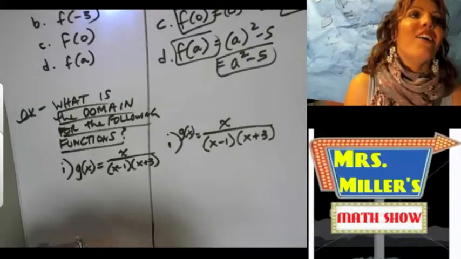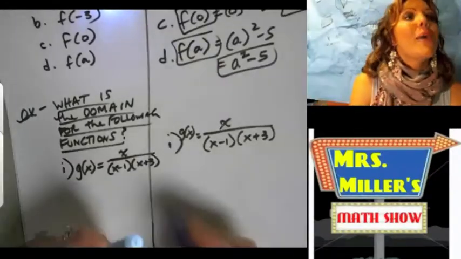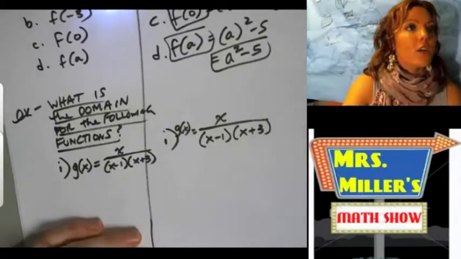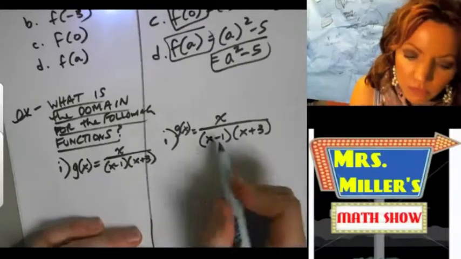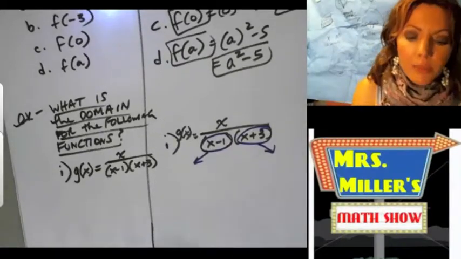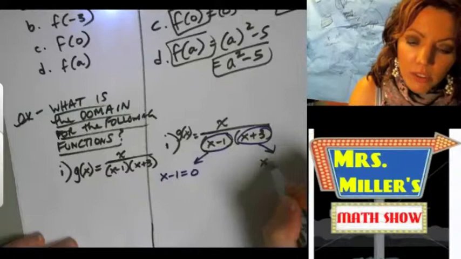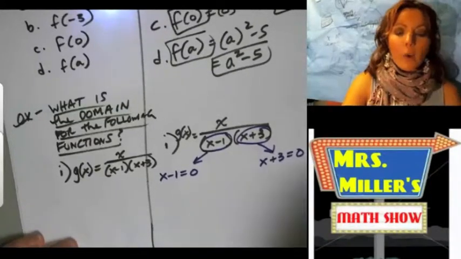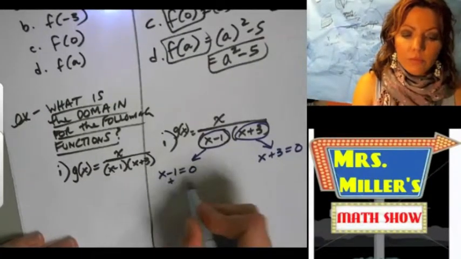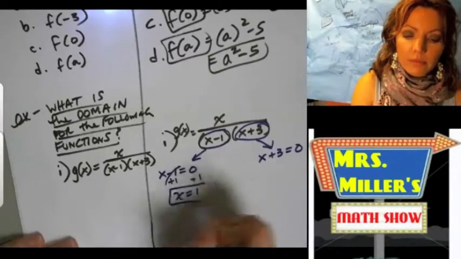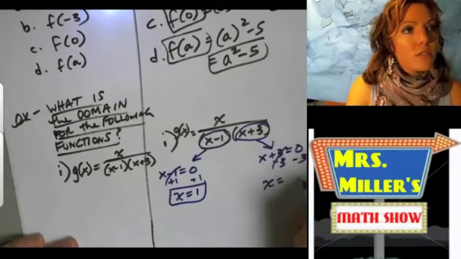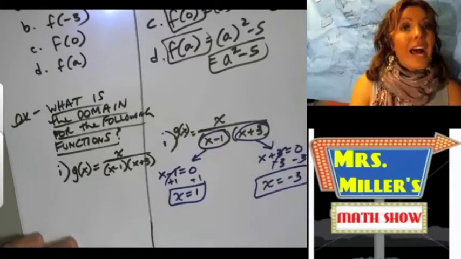Okay, domain. Here's what we're doing. We've done this before, actually. If there is a denominator in your equation somewhere, and the denominator has an x, in this case we have two separate pieces of the denominator, we are going to set each of them equal to 0 and solve. How do I solve x minus 1 equals 0 for x? Add 1. So x equals 1. And how about this one? Subtract 3. x equals negative 3. That's as complicated as it gets.